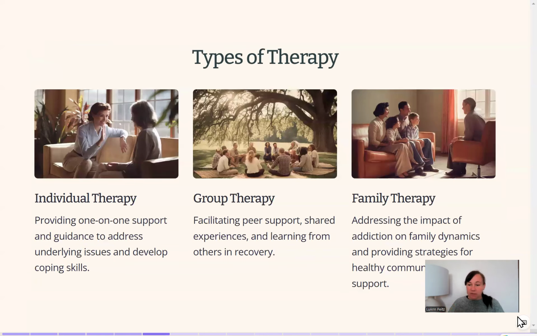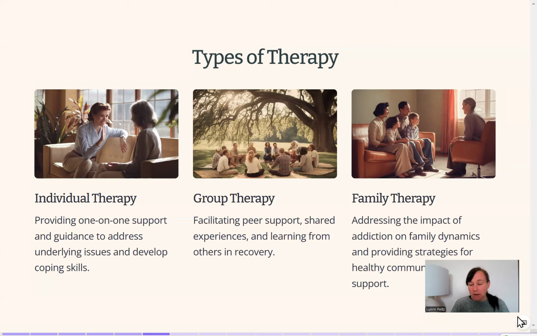So I just want to talk about the types of therapy that we also see in the addiction world. There's individual therapy, providing one-on-one support and guidance to address underlying issues and develop coping skills. Really, I've seen a lot of good outcomes with EMDR, eye movement desensitization and reprocessing. I've also seen really good outcomes with DBT, which is dialectical behavioral therapy. There are other ones that are really good out there, but those really look at trauma and daily routines.